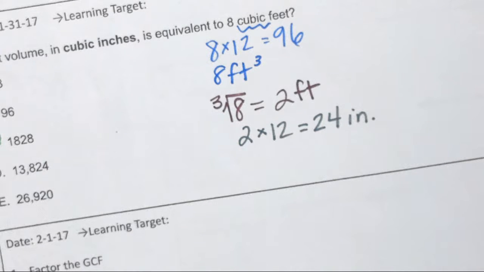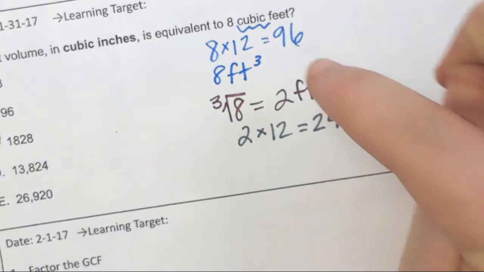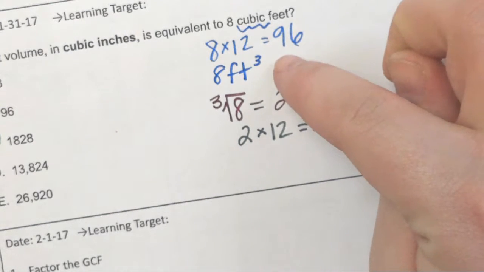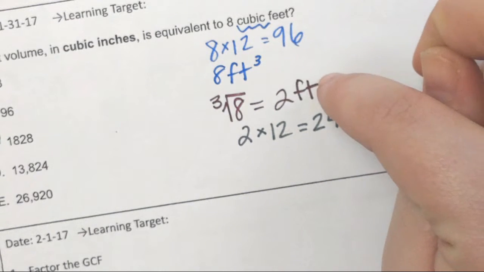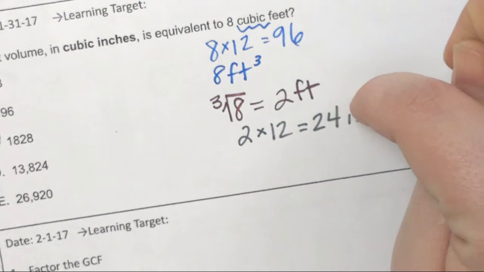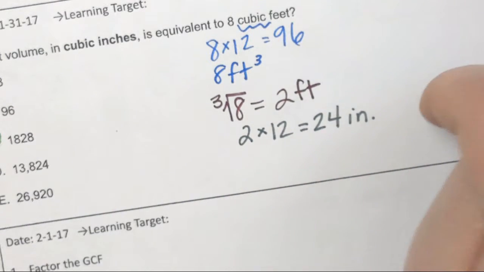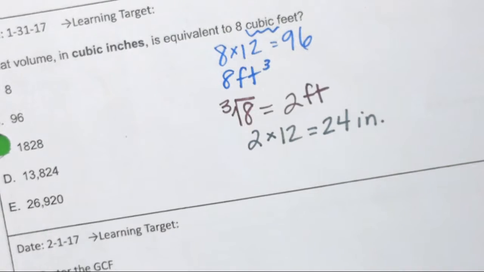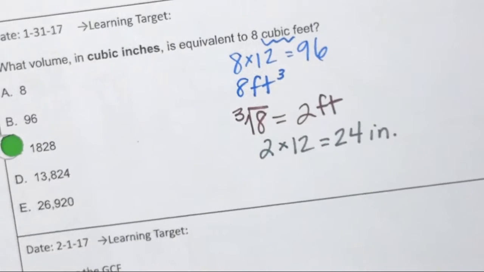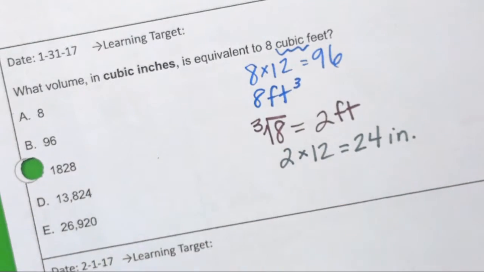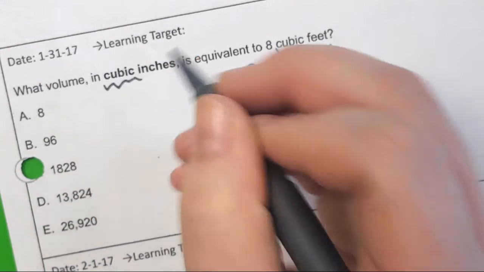Okay, so let's explain it again. We couldn't just do 8 times 12 to begin with because it said cubic feet. We had to make it just normal feet, so we had to undo the cube, and then we converted. So we undid the cube, converted, and now we need to redo the cube. Because if we read the problem, it doesn't say what volume in inches is equivalent to 8 feet. It says cubic inches and cubic feet. So our answer needs to be cubed.